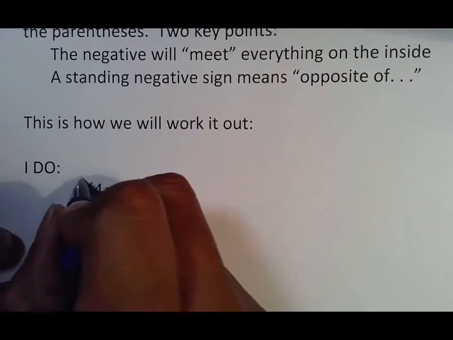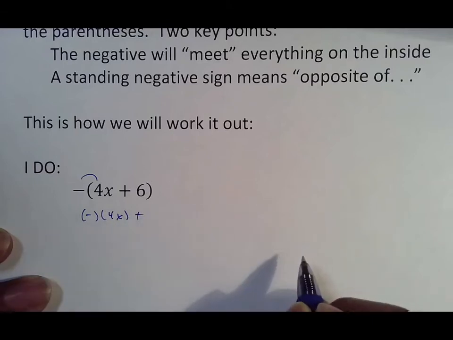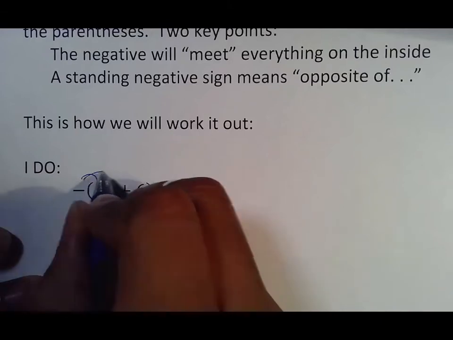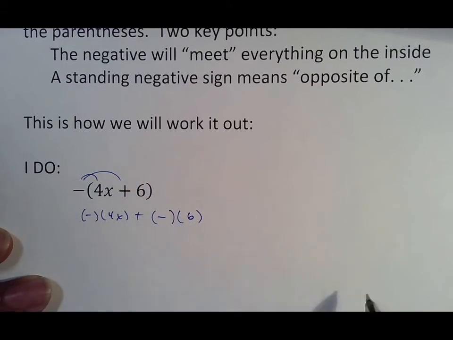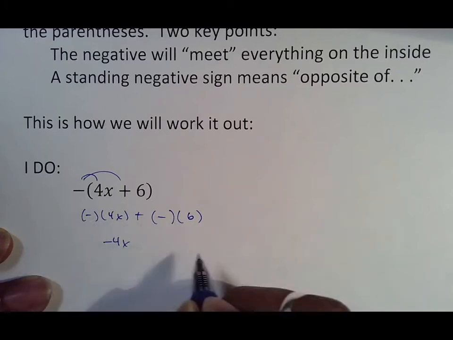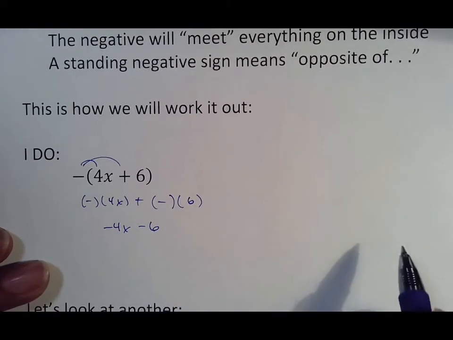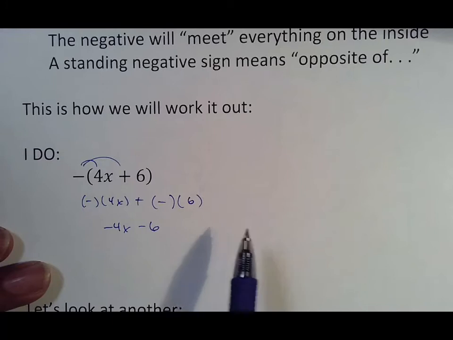If you see this, we will simply put that the negative meets 4x, and, because remember that's a meeting, the negative meets 6. From there, that means opposite of 4x, which is negative 4x. From that, it means opposite of 6, which is just negative 6, and that is all it is. In all actuality, as you get better with it, it just pretty much means switch both of them.